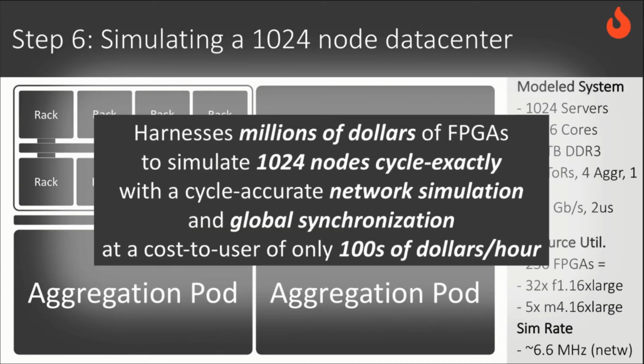Okay. To sum this up, we can take advantage of millions of dollars of FPGAs that someone else paid for, to simulate 1,000 nodes cycle accurately with this global synchronization. When we run even this large-scale simulation, it only costs on the order of hundreds of dollars per hour. Obviously, much cheaper if you're interested in simulating smaller systems.